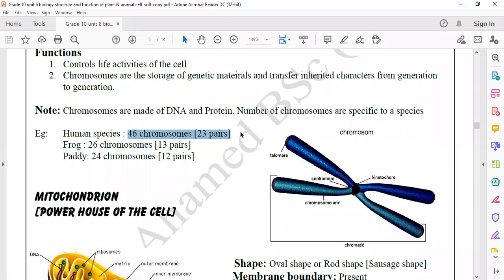Animal to animal, plant to plant, it will differ. Frogs have 26 chromosomes. Paddy plant has 24 chromosomes. Chimpanzee has 48 chromosomes. The number of chromosomes will differ, and the number of genes also will differ, species to species.